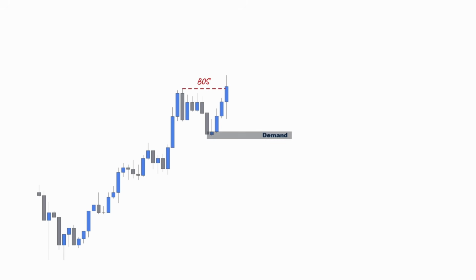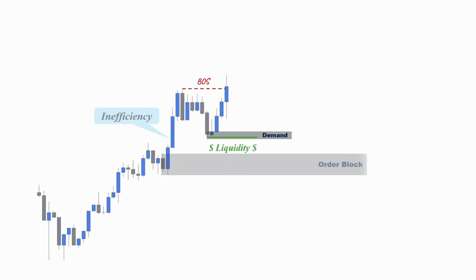The market has recently broken the structure level to the upside, leaving behind an okay demand level. So many traders will go long if the price returns to this area, and lots of liquidity is gathered below this zone. On the other hand, looking at the left side, we can spot this clean inefficiency and a perfect order block zone. The institutions use this opportunity to grab the liquidity they need and push the price higher when it reaches the order block demand zone.